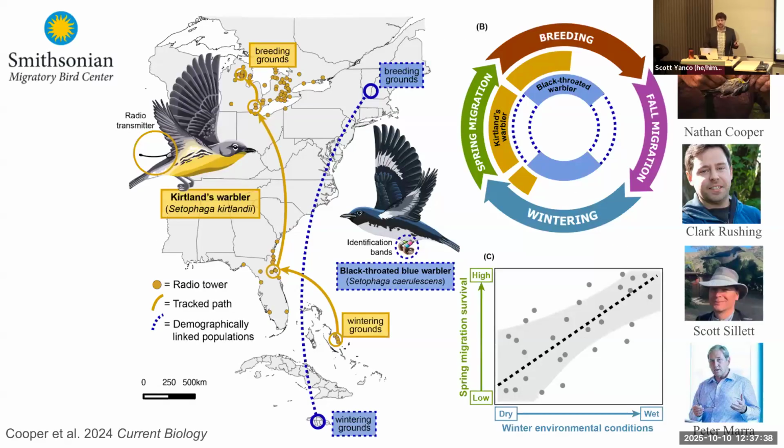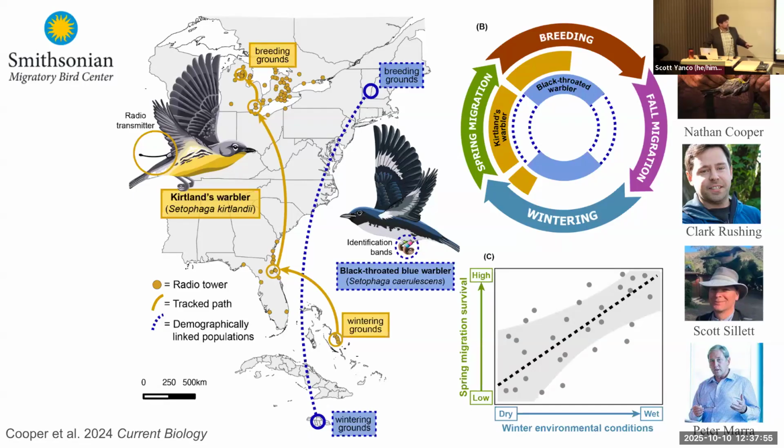I'll give you one example of this. This is using automated radio telemetry data with the Kirtland's warblers. We also did this with banding data with black-throated blues. I'm not going to talk to you about this today. This was work led by Nathan Cooper, my colleague at the Migratory Bird Center. And Nate studies Kirtland's warblers. He's the world's leading expert on Kirtland's warblers.